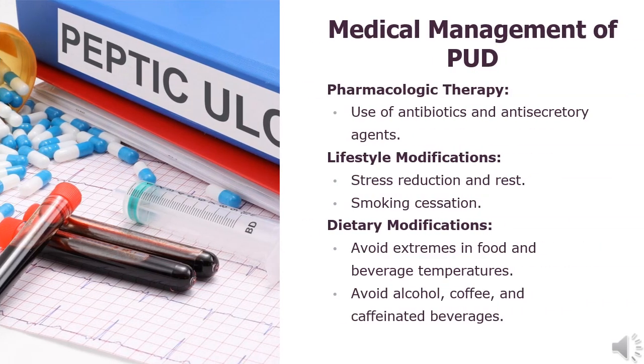The management of PUD involves a combination of pharmacologic therapy, lifestyle modification, and dietary changes. Pharmacologic therapy includes antibiotics and antisecretory agents. Lifestyle changes involve stress reduction, rest, and smoking cessation. Dietary modifications are important too, like avoiding extreme temperatures in food and beverages, and steering clear of alcohol and caffeinated drinks.